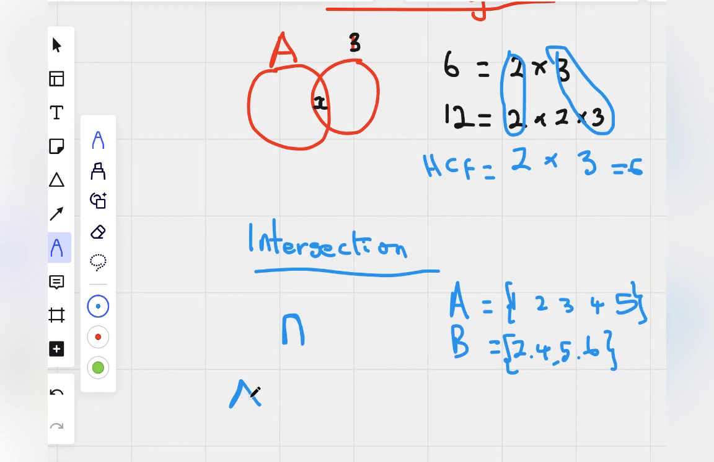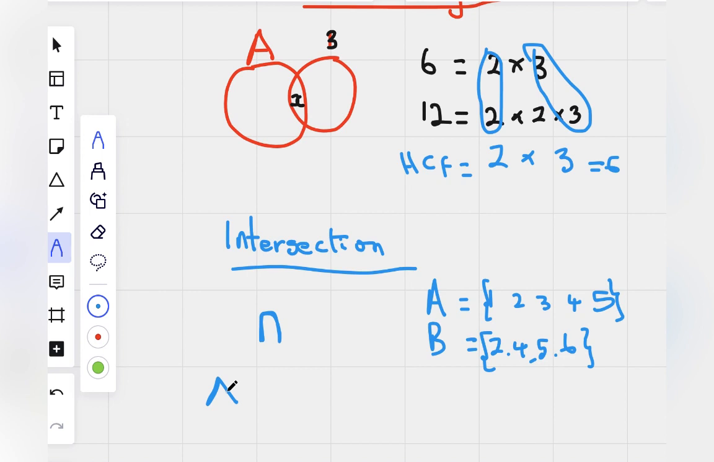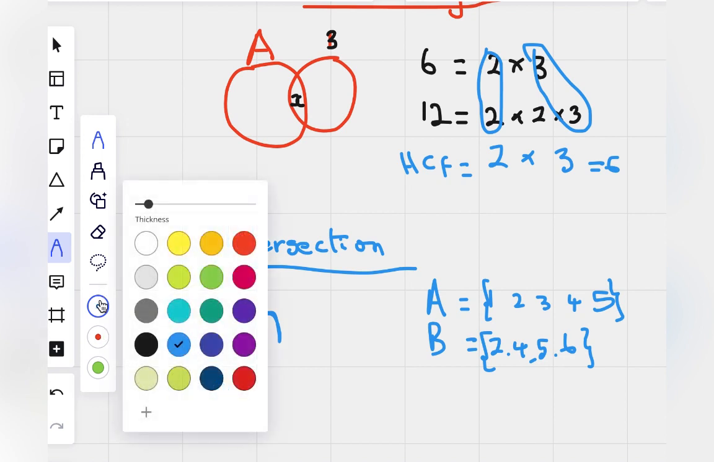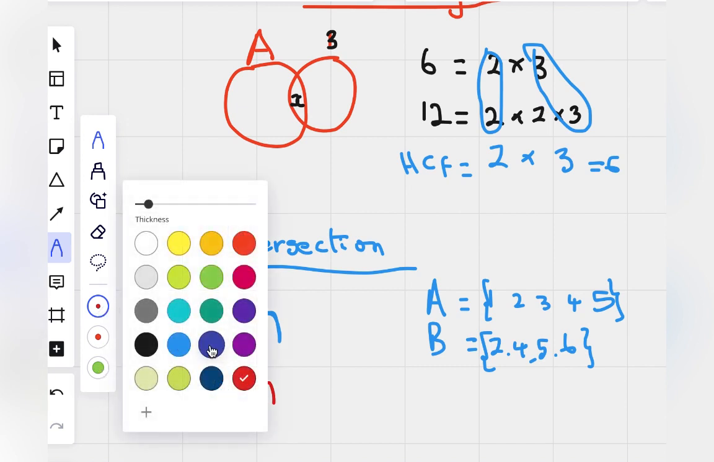Set A overlap or intersect. Set A intersect. Okay, we can show it with a different moment. So set A intersect set B, meaning there's an overlap.